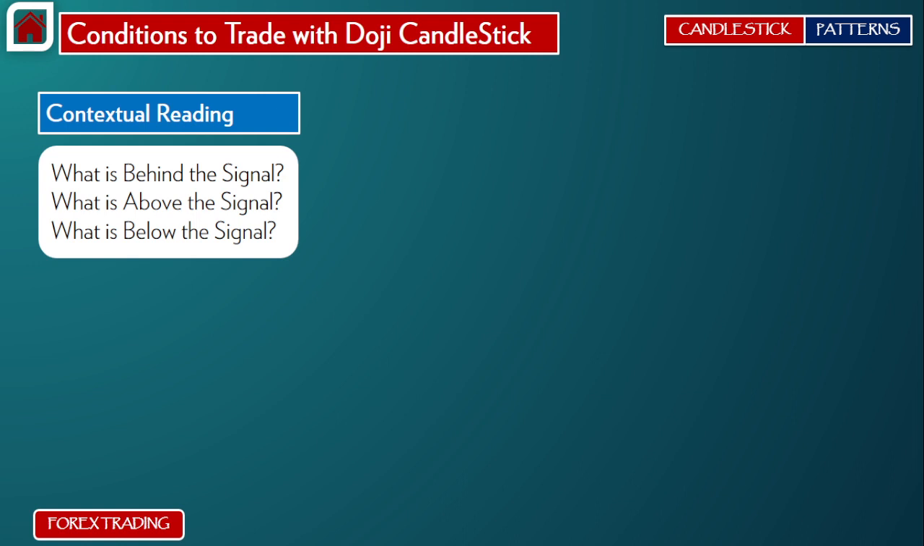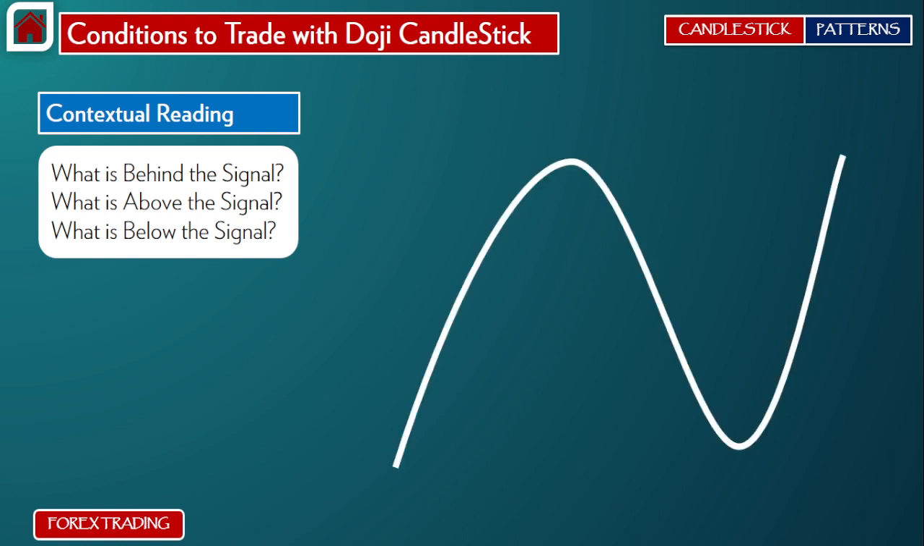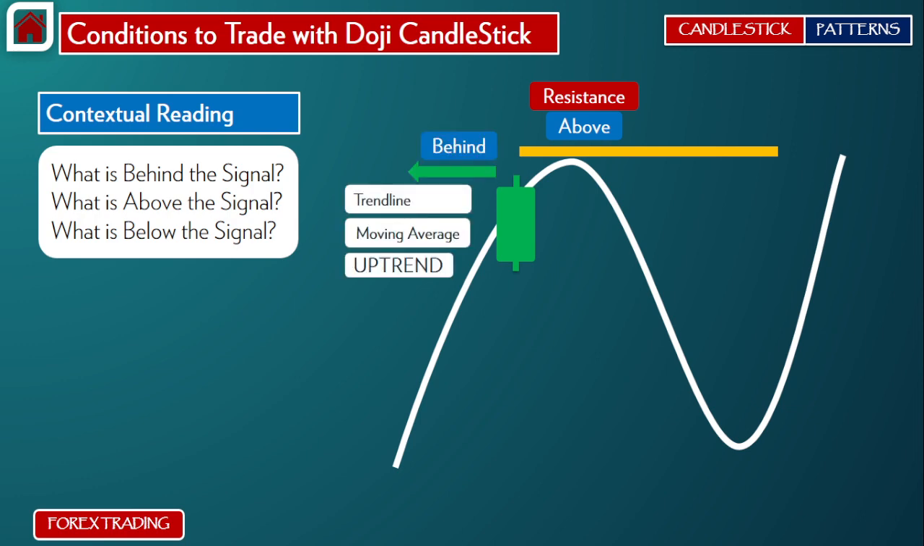So now let's look at this picture to understand in more detail. This is the price moving up and down. For example, if the candlestick signal appears over here, then what is the contextual reading? Above there is a resistance level from where the price moves downwards. And then what is behind? We see there's an uptrend like over here, and we also see some more information in the form of a trend line or a moving average, and we will base our analysis on that.